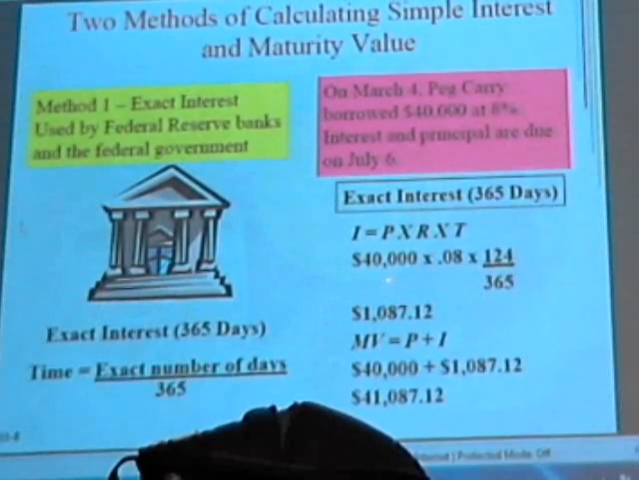Alright, so here's the interest. But we have to also give the maturity value. So we add the interest here to the principal. Maturity value: the total to be paid back. Over how long? 124 days.